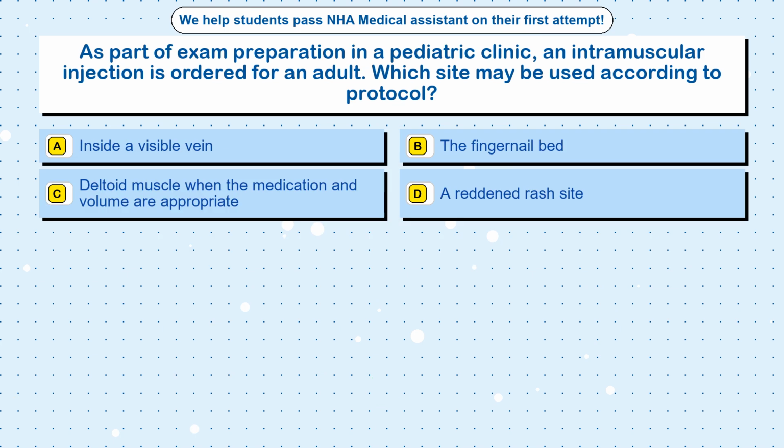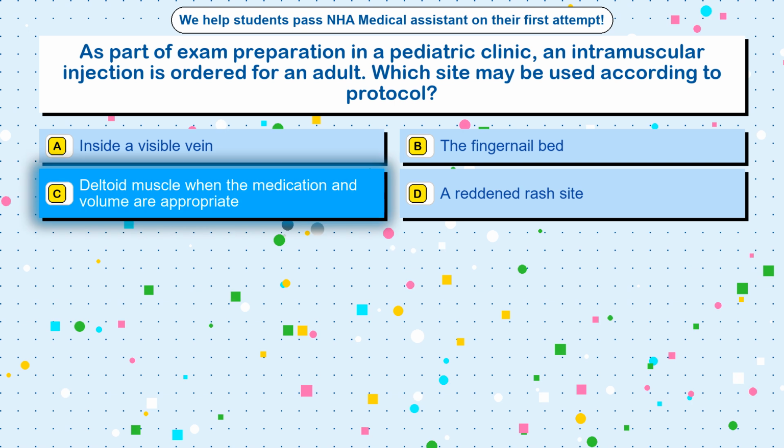Question 65. As part of exam preparation in a pediatric clinic, an intramuscular injection is ordered for an adult. Which site may be used according to protocol? Option A. Inside a visible vein. Option B. The fingernail bed. Option C. Deltoid muscle when the medication and volume are appropriate. Option D. A reddened rash site.